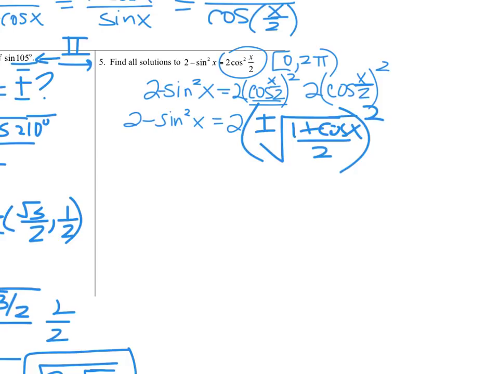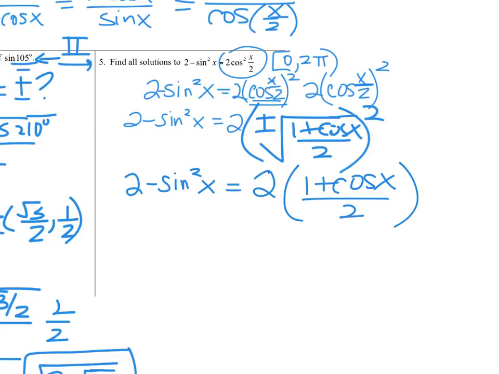All right, so then we get 2 minus sine squared x equals 2 times 1 plus cosine x over 2. So the square root and the squared cancel each other out. And now let's go ahead and simplify. So we've got 2 over 2.